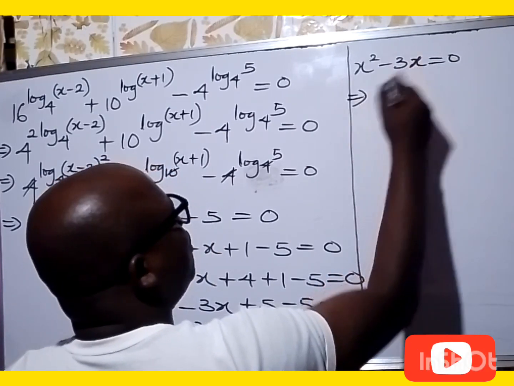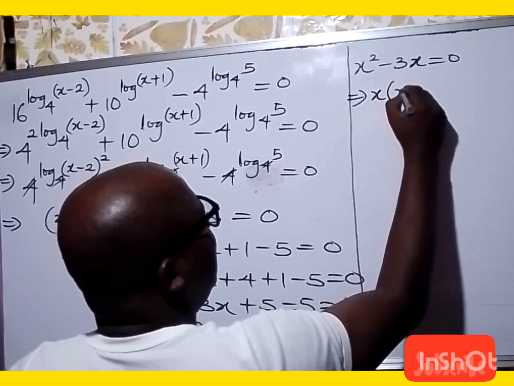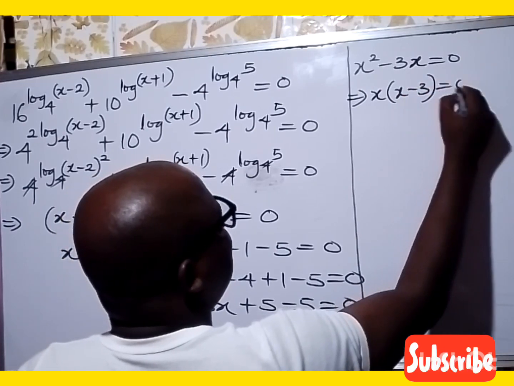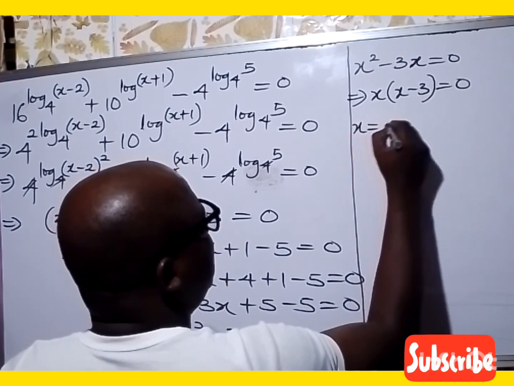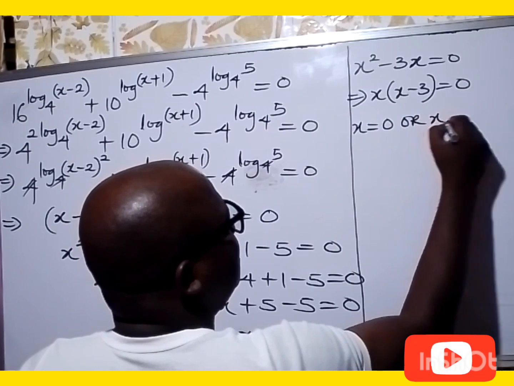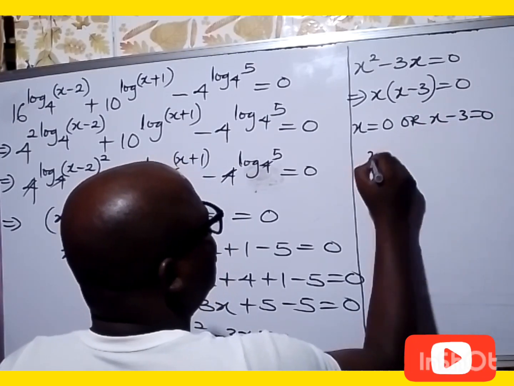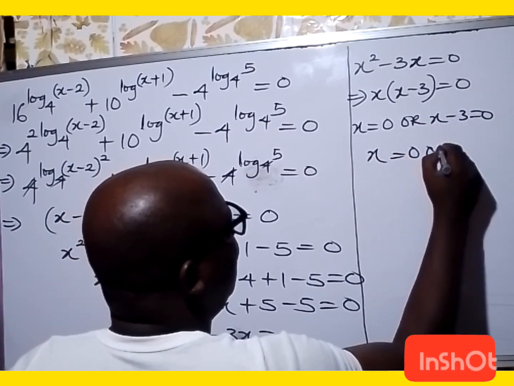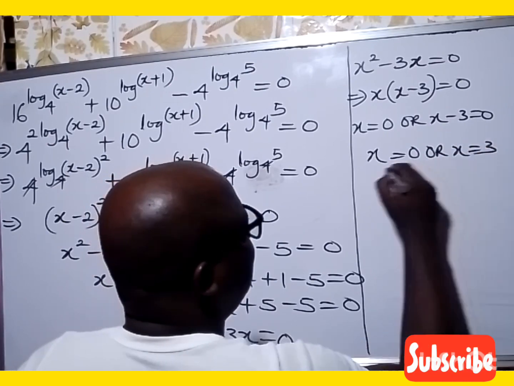This implies x is common. We have x into (x minus 3) is equal to 0. So our x will now be equal to 0, or x minus 3 is equal to 0. So x will now be 0, or x is equal to 3.